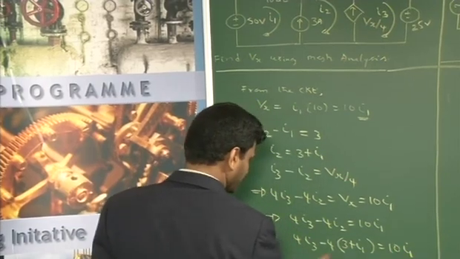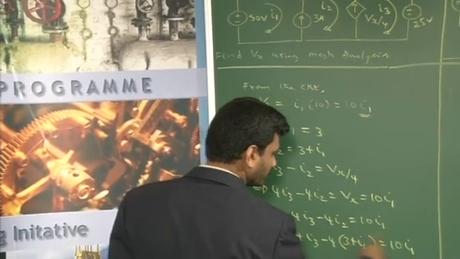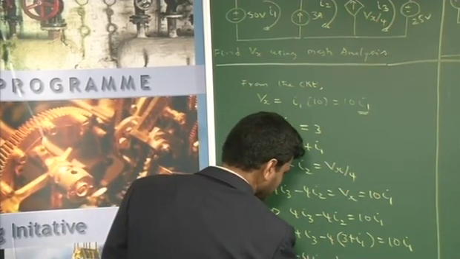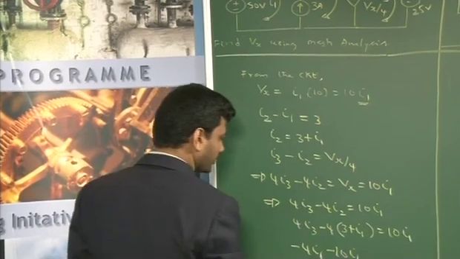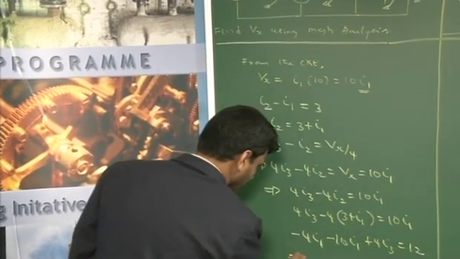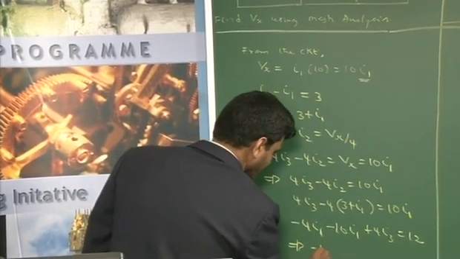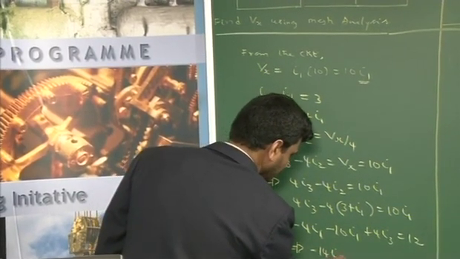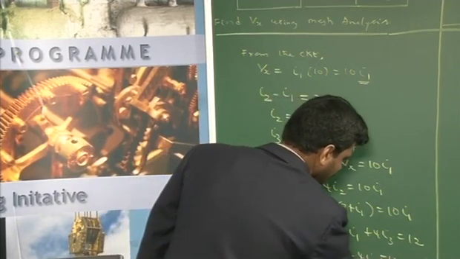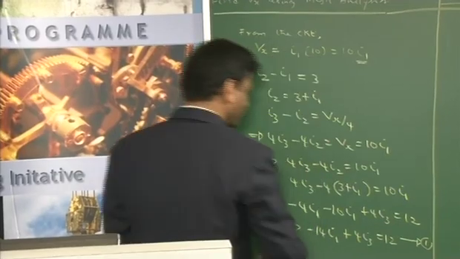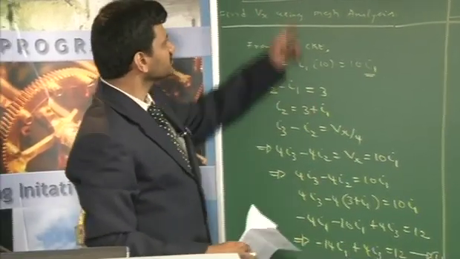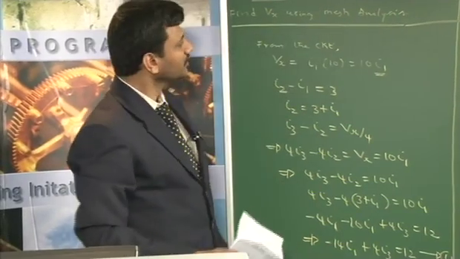Now, this 10 I1 comes here, and minus 4 into 3 will go to the right hand side. So, then in that case minus 4 I1 minus 10 I1 on the left hand side, plus 4 I3 is equal to 12. So, after arranging this equation properly, you will get minus 14 I1 plus 4 I3 is equal to 12. Call this as equation 1. And this is the equation which has resulted from the constraint equation, right.